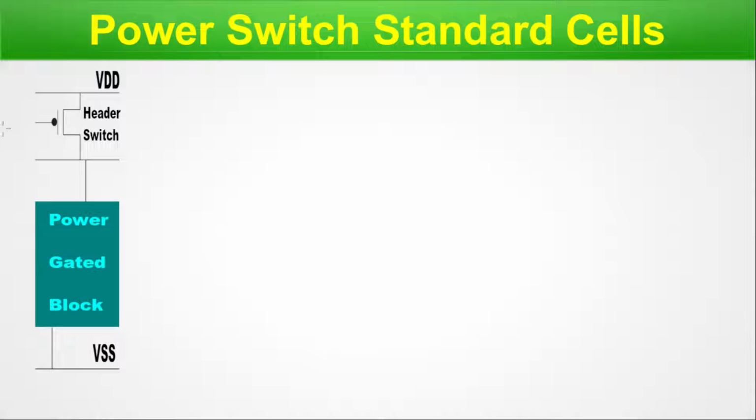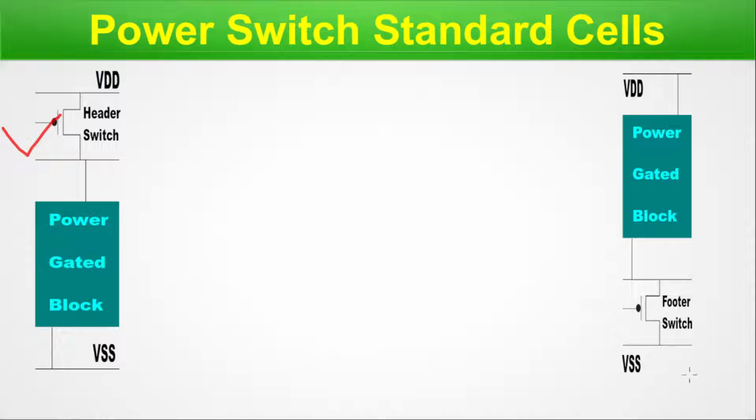It is a header switch, and in case we want to do the switch operation from the VSS, we have to give a footer switch. So this is another standard cell which is a footer switch, and here you can see this is a direct connection with the VDD, and this is the power gated block. These are the block diagrams for the switch cell, that is the power switch cell or the power switch standard cells. Now let us go through some description of it.